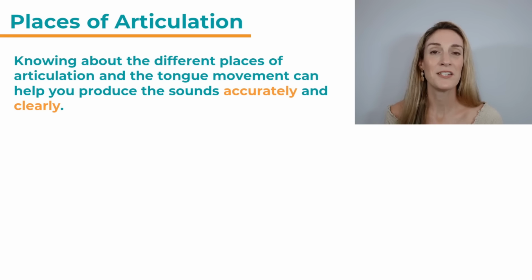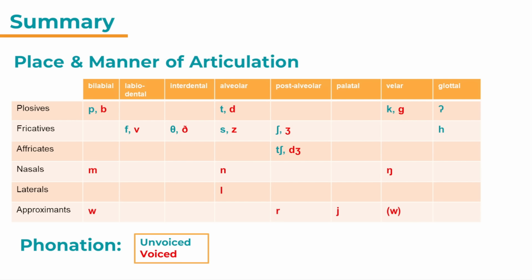Now, knowing about the different places of articulation and the tongue movement can really help you produce the sounds accurately and clearly. Of course, for that it is also important to consider the manner of articulation and whether the sound is voiced or unvoiced. So let's have a look at a table where you can see all of that in one place. Now, here you can see the place and manner of articulation of all of the consonant sounds that we have in English.